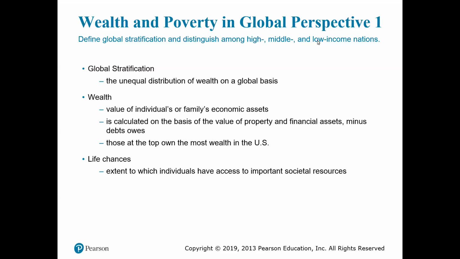When we think of wealth, this is the value of an individual or family's economic assets. That impacts what class they're going to be in in the United States. This is calculated on the basis of the value of property and financial assets, minus any debts that are owed. So the value of property could be the home you live in, financial assets could be what you have in savings or in stocks, and minus any debts. So that could be the mortgage on your house or any credit card debt or student loan debt that you have. Those at the top own the most wealth in the United States.